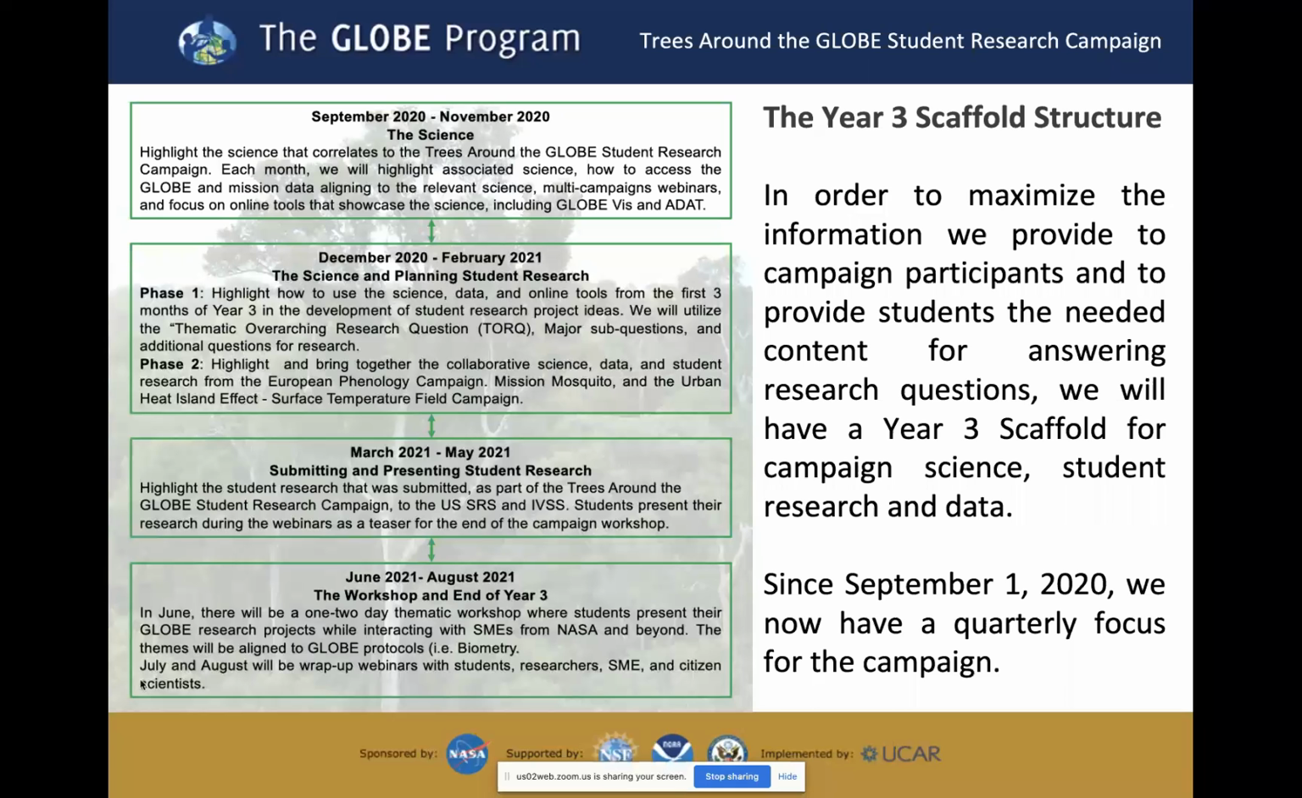We have a webinar coming up on November 11th, and it's going to be all about the carbon cycle. After we focus on the science, we're going to go to the next phase, called the science and planning student research. We wanted to give you the science first, and then in the next few months, we can focus that science on what the students participating in this webinar can do with it to go out and take measurements, and then develop some type of research project that you can submit to, like the GLOBE IVSS, or a local science fair or science contest.